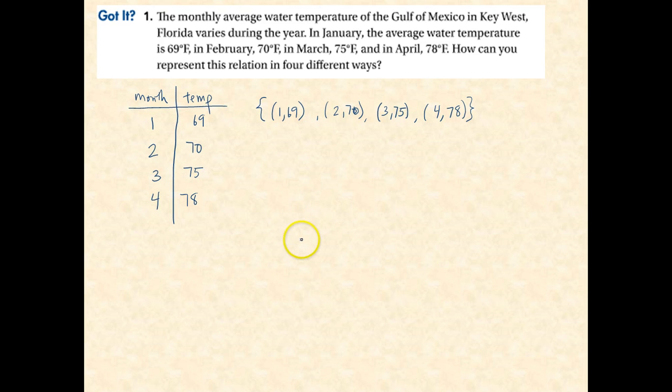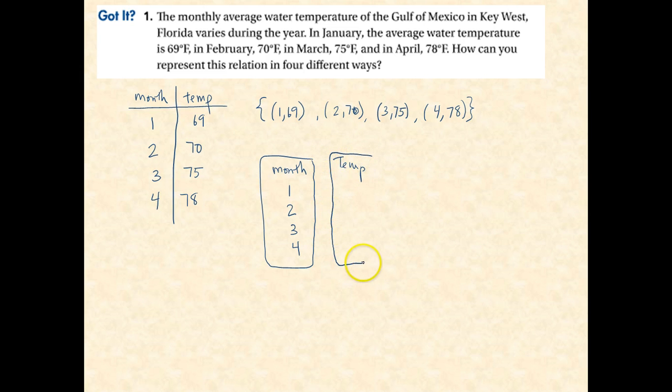I could also do a mapping diagram. My months over here, and my temperatures over here. My temperatures were 69, 70, 75, and 78. And this one's easy. I just draw an arrow from each input to the output it corresponds to.